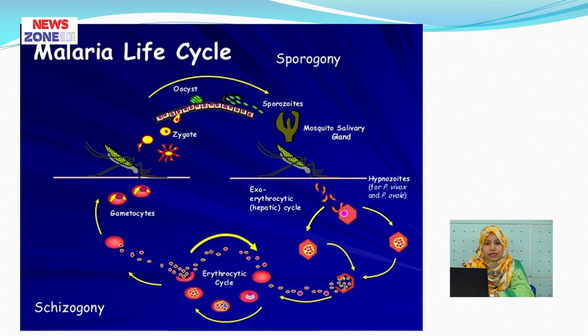Then if this mosquito bites a healthy person, the schizogony stage occurs. At first the liver cells are affected and the Plasmodium multiplies and schizonts are formed, and then it enters into the erythrocytic cycle, the RBC cycle, and here some differentiation occurs and then gametocytes are released, and these gametocytes are again taken up by the mosquito.